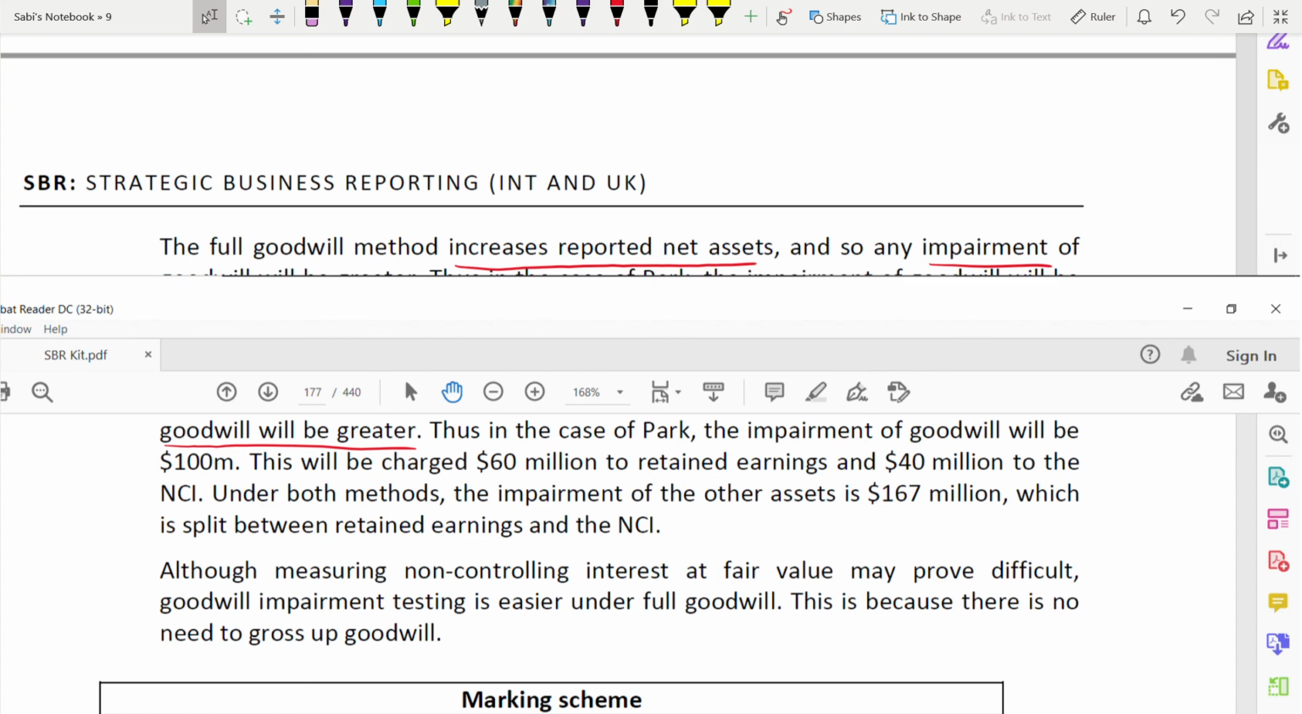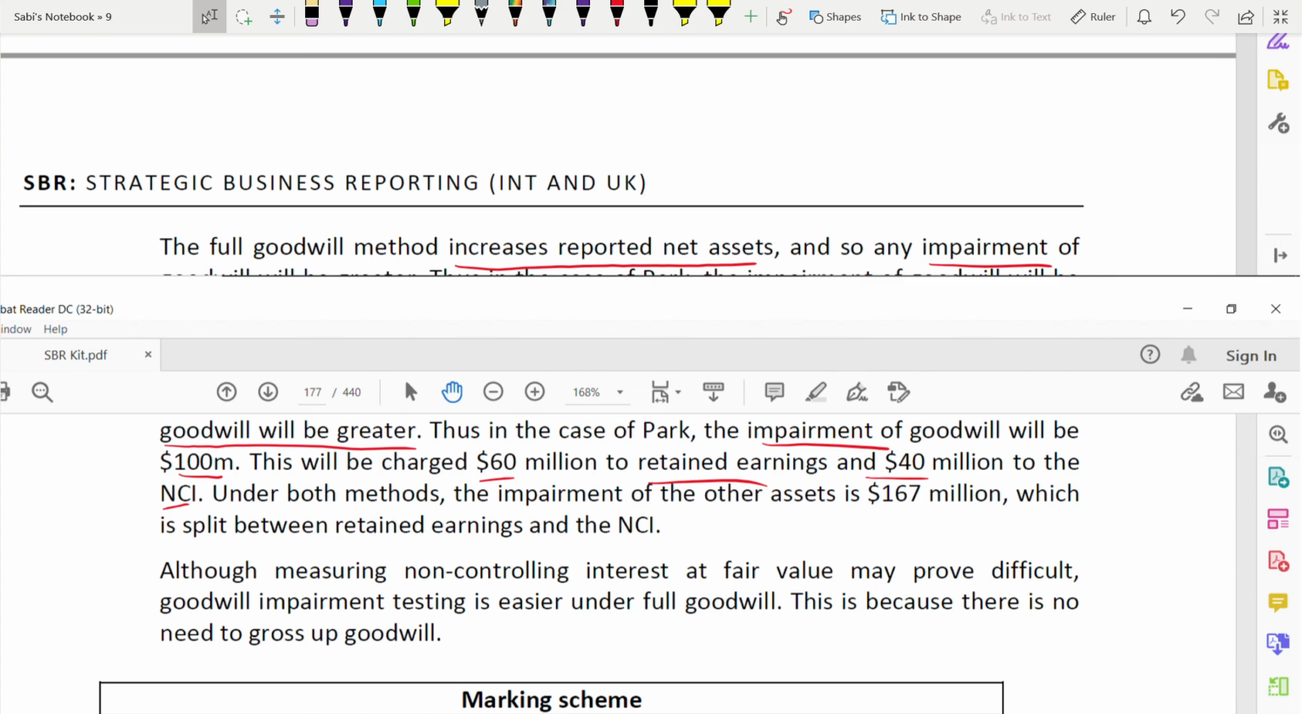So in the case of Park, impairment of goodwill will be 100. This will be charged to retained earnings 60 and NCI 40. Out of this, 60 will go to retained earnings, 40 will go to NCI. Because it is 40% of 100 and 60% of this. So 60% of it will go to the parent. That's why the impairment will be deducted from retained earnings, and 40 for the NCI.